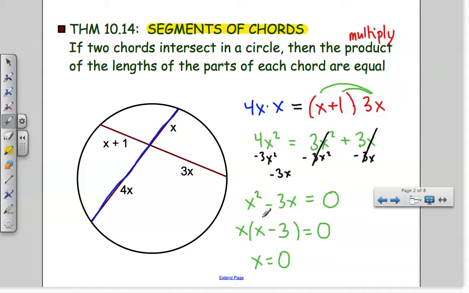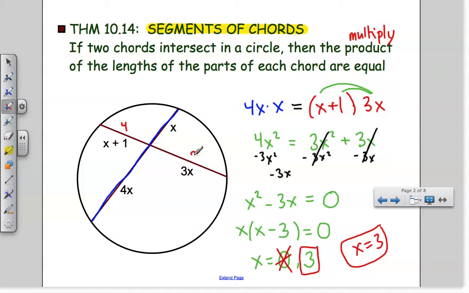But here's the interesting one. What number minus 3 would be 0? Well, 3 minus 3 is 0. And that'd be the interesting answer. I'm going to cross out that 0 answer. That doesn't make sense. But x is 3 in this case. And let's see here. What would all these segments be? If this x is 3, this would be 3 plus 1, or 4. This would be 3 times 3, or 9. X is 3. 4 times 3 is 12.